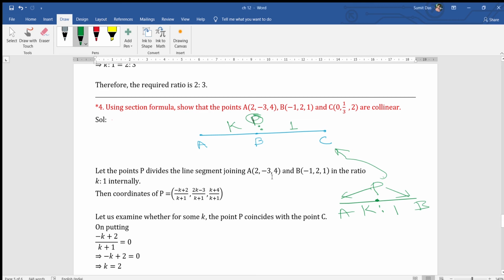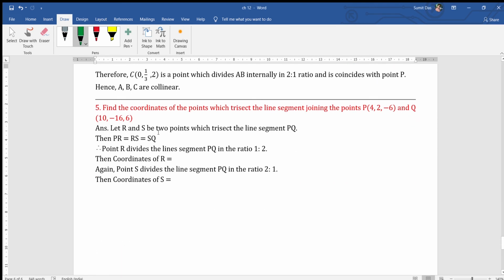Okay, fine. Then let's move on to the last question for today. The last question says find the coordinates of the points which trisect the line segment PQ. Trisect means, I hope you know, suppose this is the point P and this is the point Q, and suppose here is the point A and this is the point B. Trisect means divide into 3 equal parts.